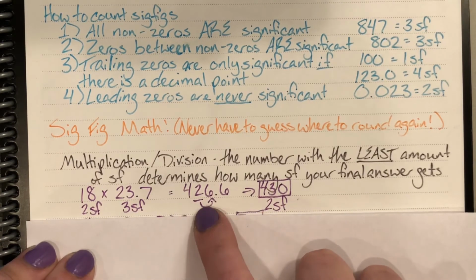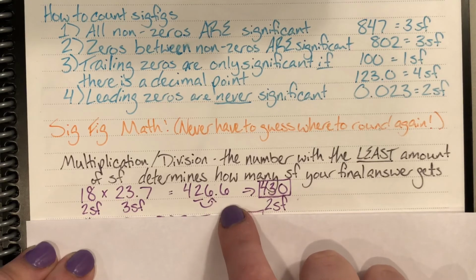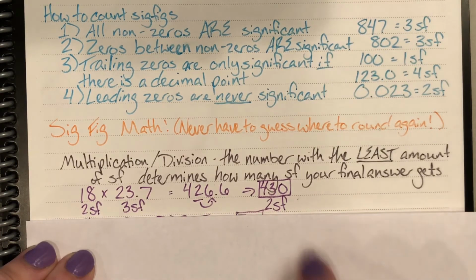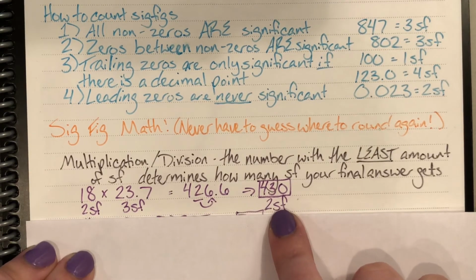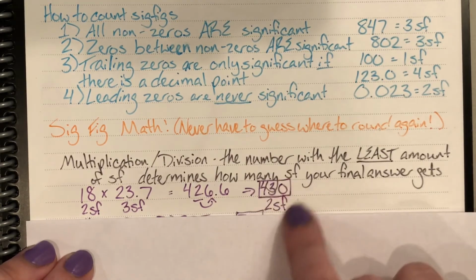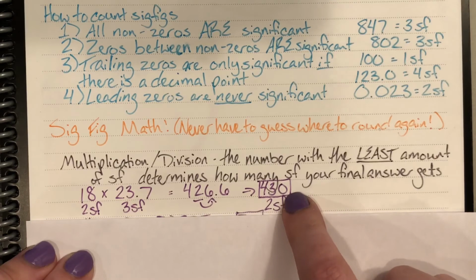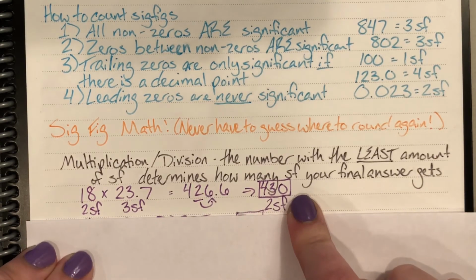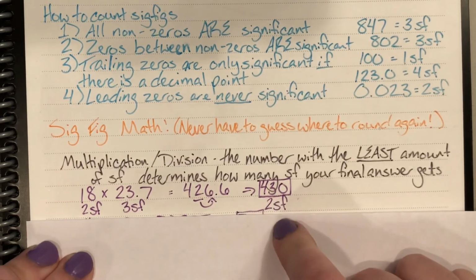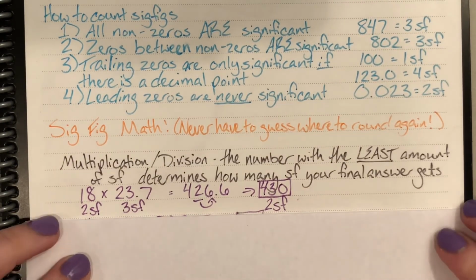So 426.6 is approximately 430. And that final answer, just to check, has 2 sig figs because this 0 is a trailing 0 and it does not have a decimal point, so it is not significant. So this is the correct number of sig figs for my answer.